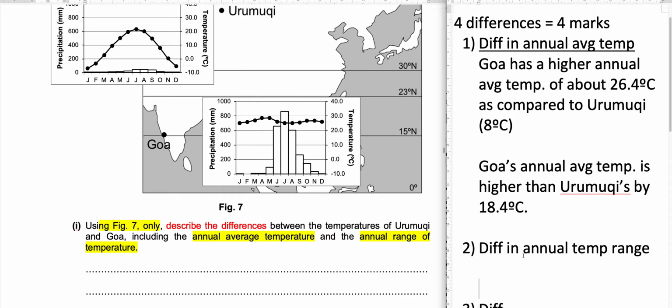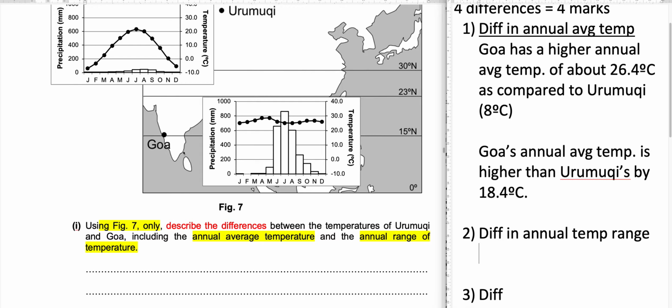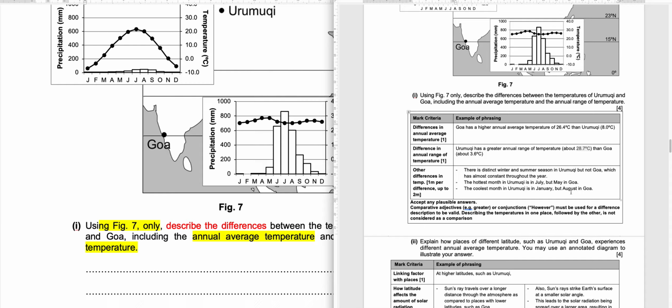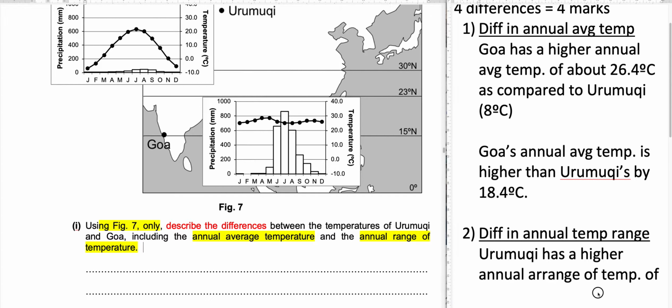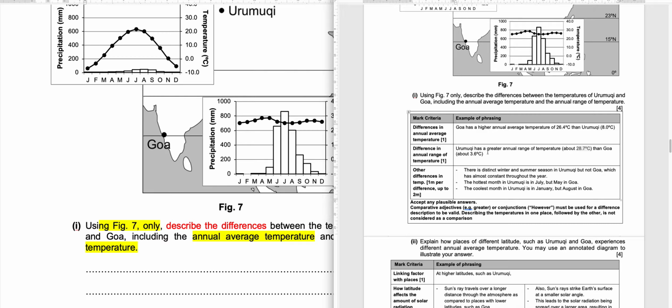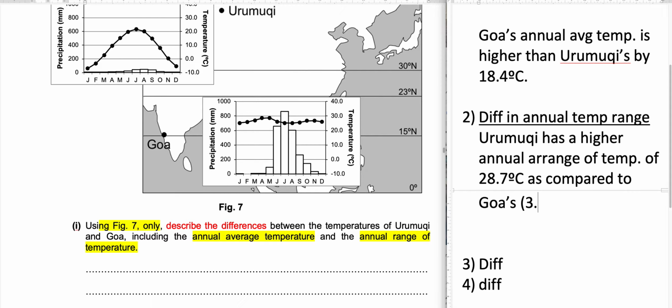Okay, so again, which has a higher range? Urumqi has a higher range. Okay, annual range of temperature of the one that I had was 28.7, as compared to Goa's. Goa's is 3.6. Okay, of course we allow some differences from the main answer lah.